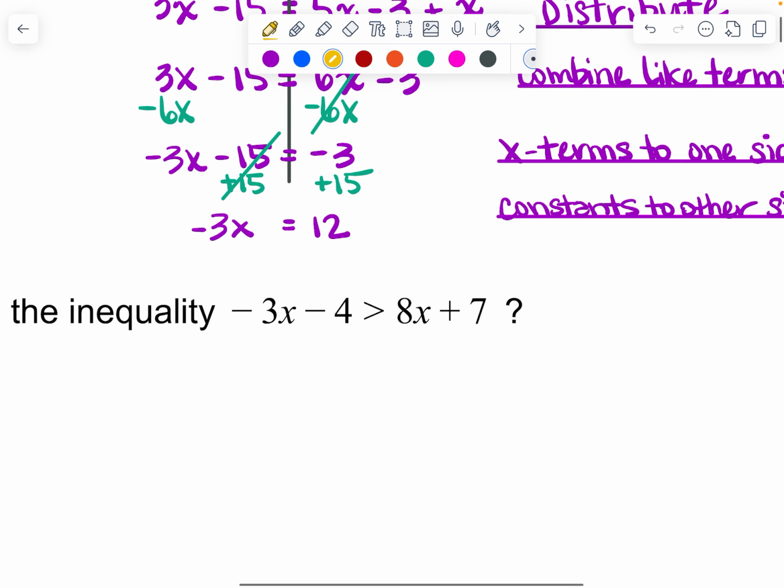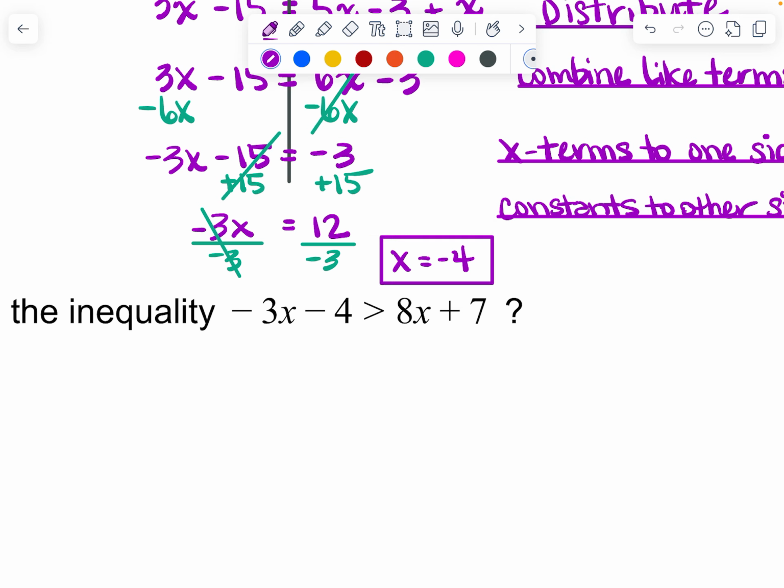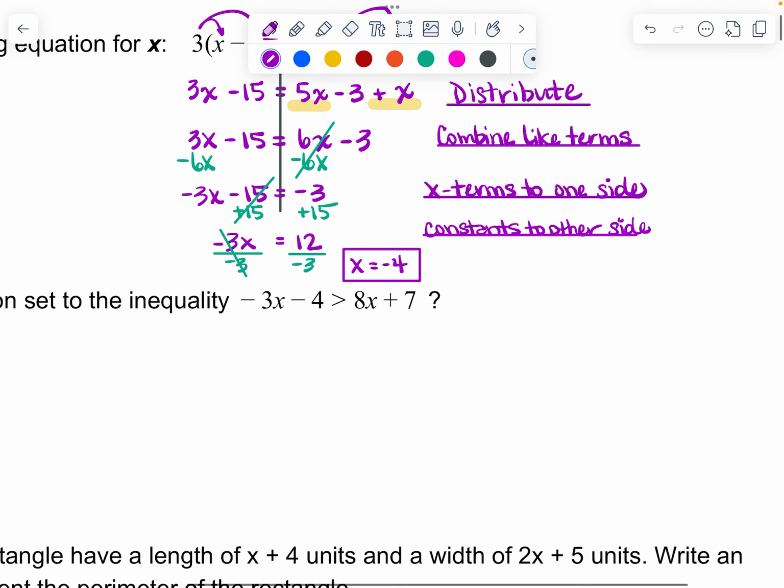And then once we have that situation, our last step should be to divide by whatever that coefficient or multiplier is in front of the x. Right, and so we're going to end up getting x equals negative 4. Kind of ran out of room there. So our last step was to divide.